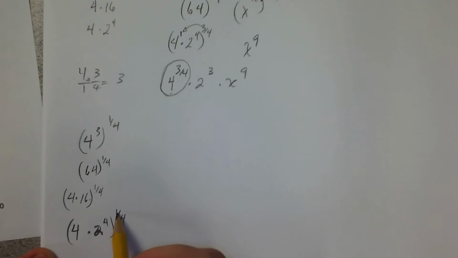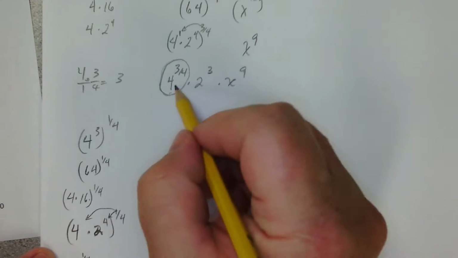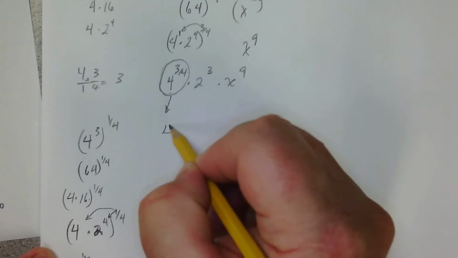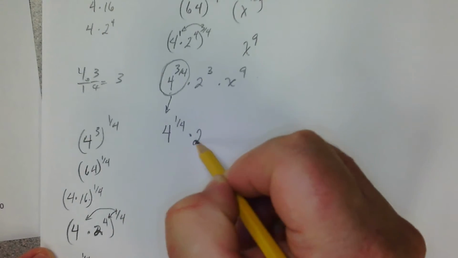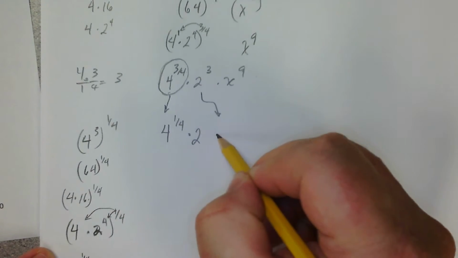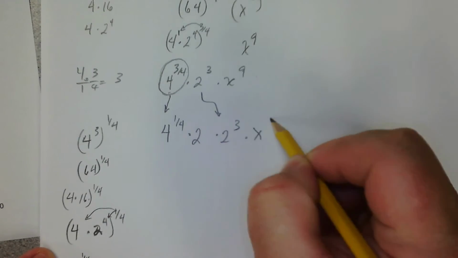You see? So when I multiply this and I multiply this is 4 to the power of 1/4. And this is just 2. Do you see? So this part right here is going to be 4 to the power of 1/4 times 2. And this is still times 2 to the third, and this is x to the ninth.